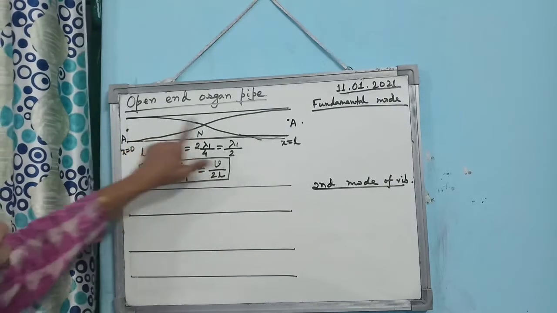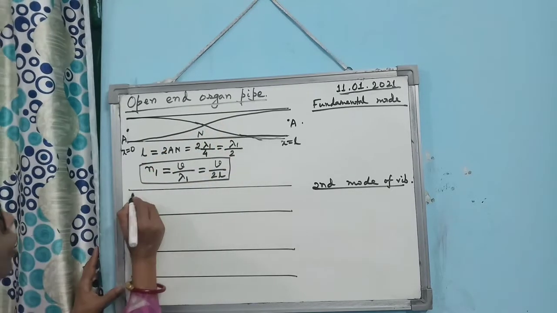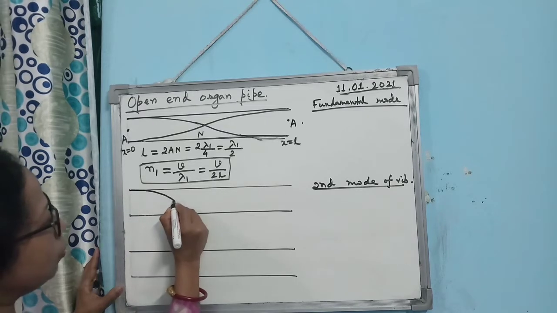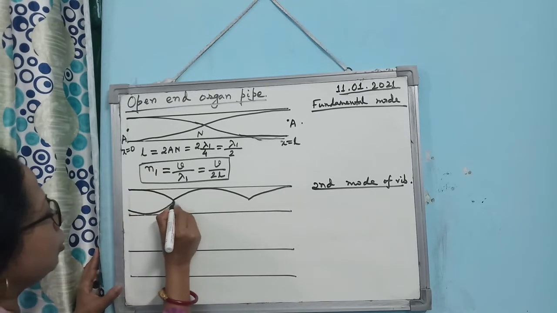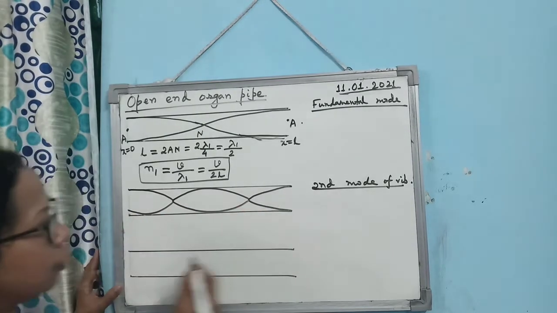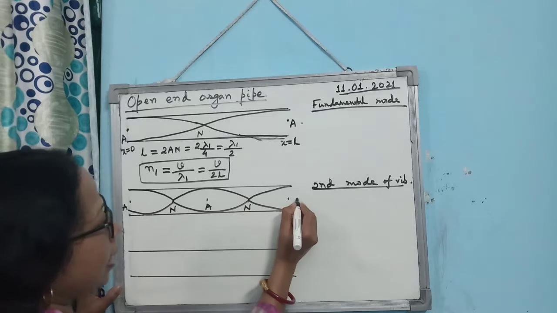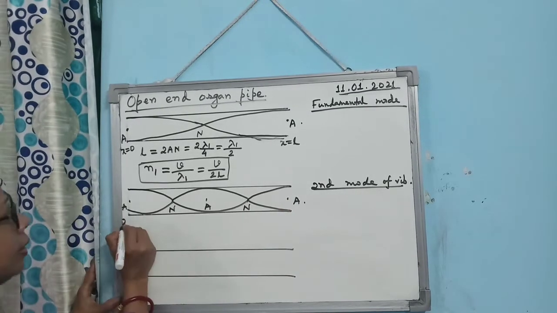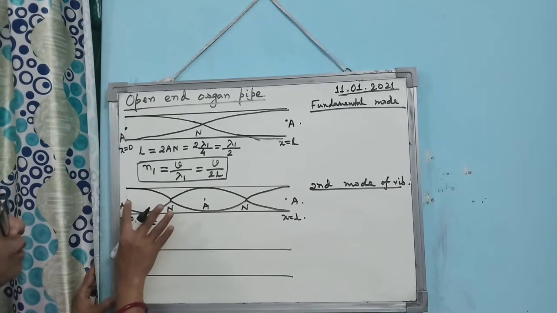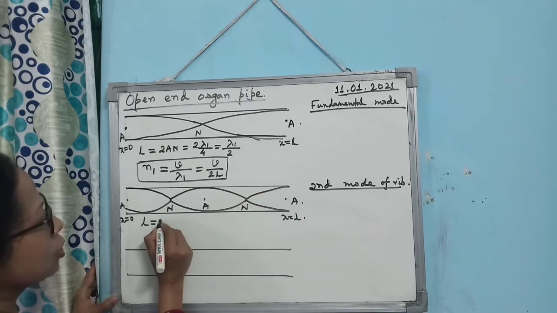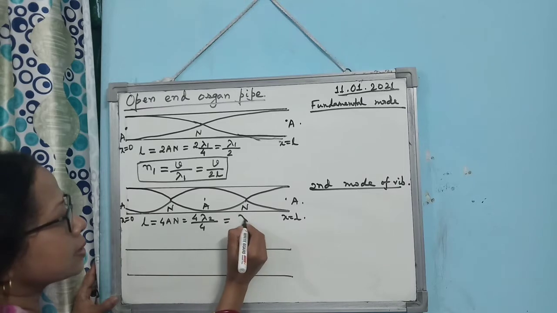Already here there is a half loop, but open on both sides, so in between there will be one complete loop. How can you draw the diagram? A half loop, then one complete loop, and then again a half loop. So you are getting A, N, and A. This is x is equal to 0 and x is equal to L. So you are getting L is equal to how many AN? 1, 2, 3, 4. So it is 4 AN, which means 4 lambda 2 by 4, means lambda 2.